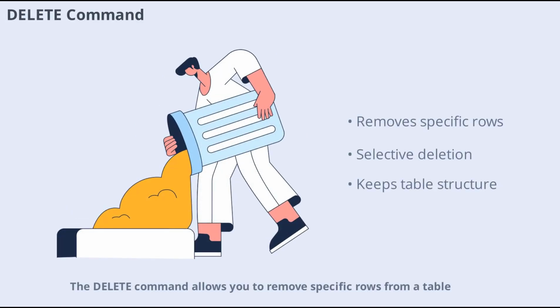The delete command allows you to remove specific rows from a table. If you need to erase outdated or incorrect information, delete is the safest way to do it. Unlike drop or truncate, delete targets only the rows you specify, leaving the rest of the table untouched.